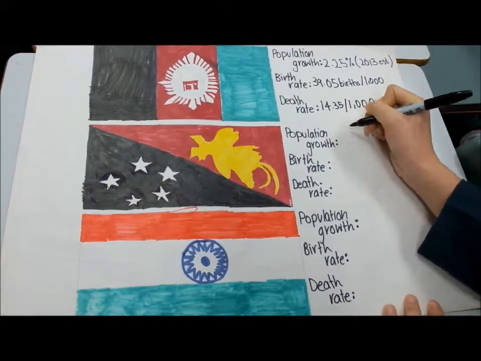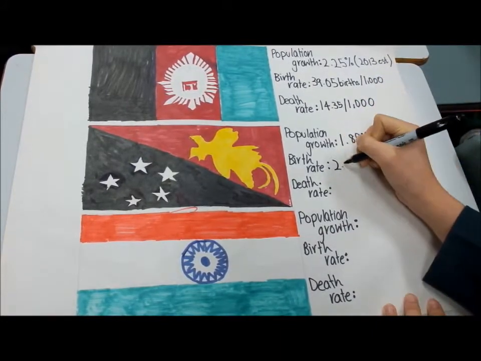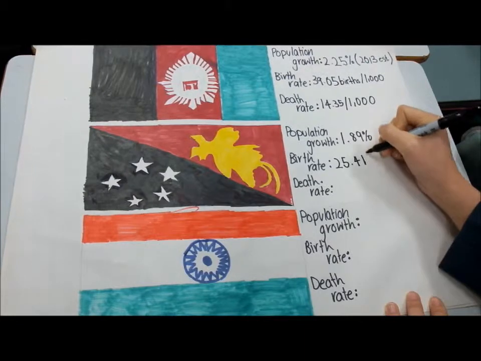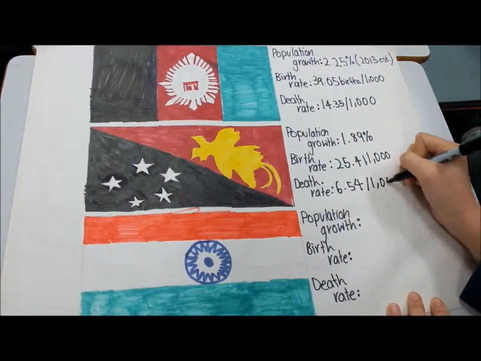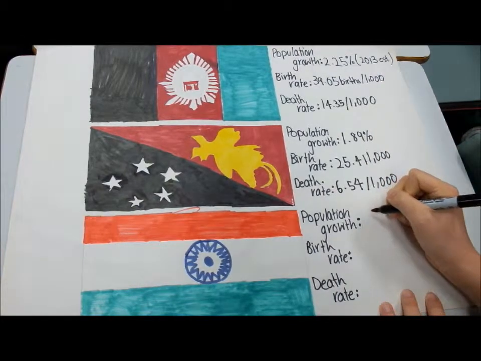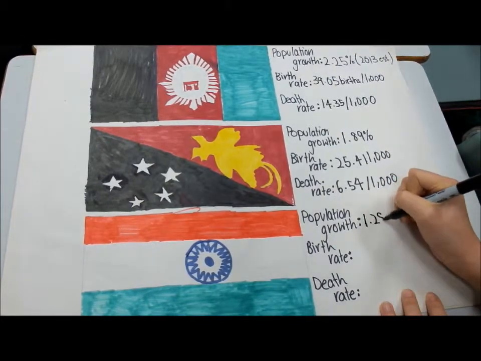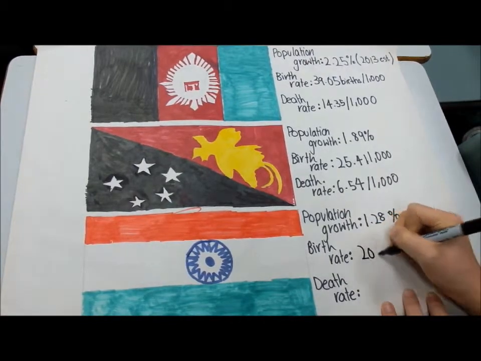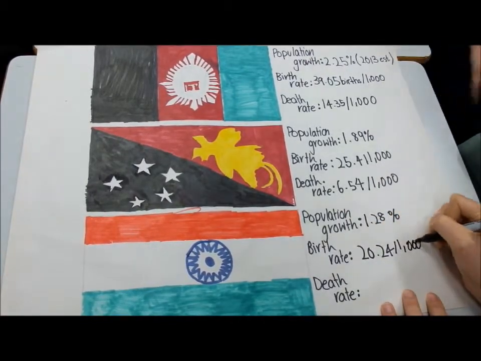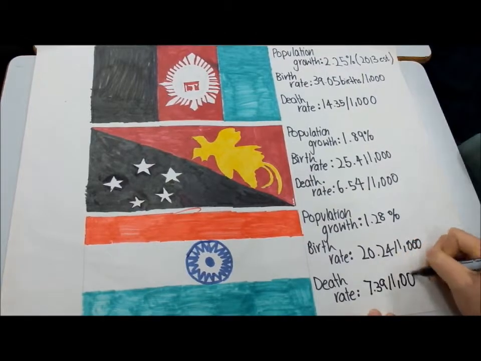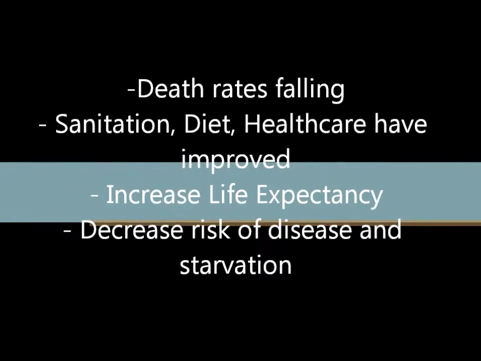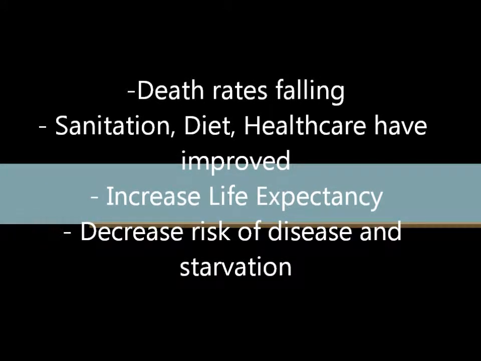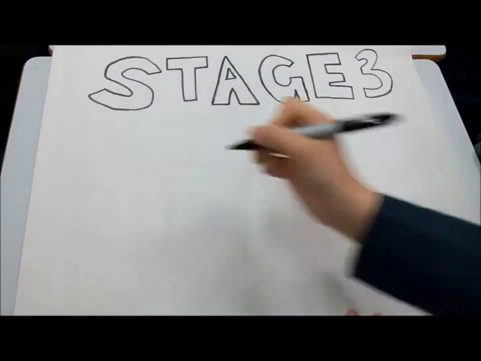Papua New Guinea, population growth rate 1.89%, birth rate 25.4 births per 1,000 population, death rate 6.54 deaths per 1,000 population. India, population growth rate 1.28%, birth rate 20.24 births per 1,000 population, and death rate 7.39 deaths per 1,000 population. In all of the countries, death rates have fallen, suggesting that healthcare, sanitation, and diet have improved. This also increases life expectancy and decreases the risk of disease and starvation.